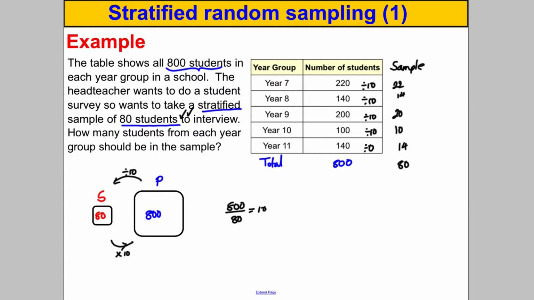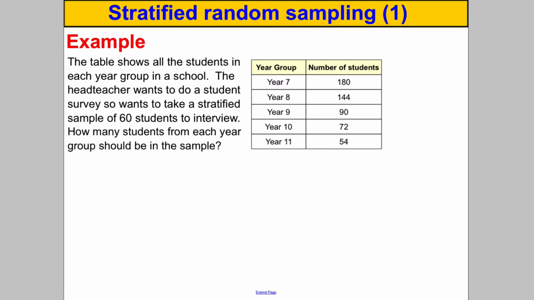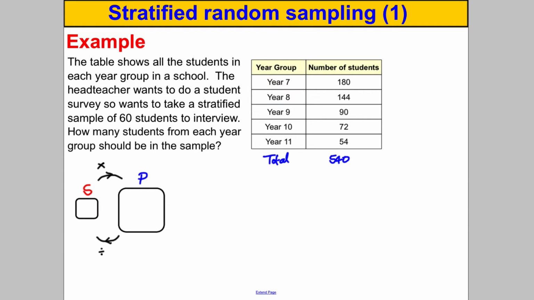Right, let's have a go at another one. Pause the video, have a go at this. Okay, same thing. Start off by totaling it like that. Then draw this little picture. Remember, in this case we have 60 students in our sample, and we had 540 students in our population. So we have to work out how much bigger the population is than the sample. We do the following calculation, and when we do that we get 9. So going from the sample to the population you multiply by 9, and going from the population to the sample you divide by 9.